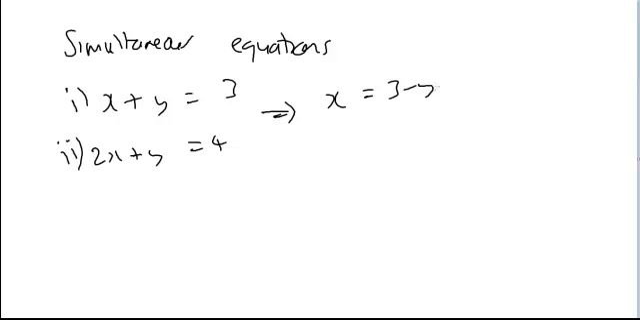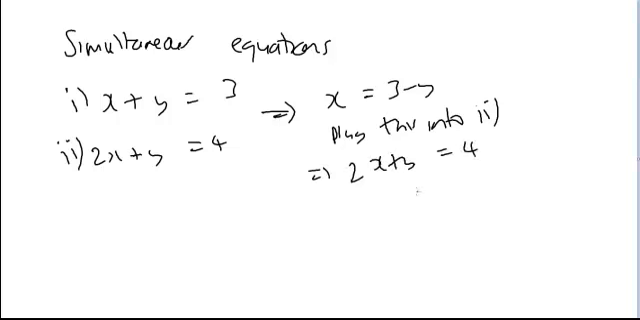So then I can just plug this into equation 2. So plug this into 2. So if I do that, what happens? Well, I have 2x plus y is equal to 4, but now I know that x is equal to 3 minus y. So that means 2 times (3 minus y) plus y is equal to 4.